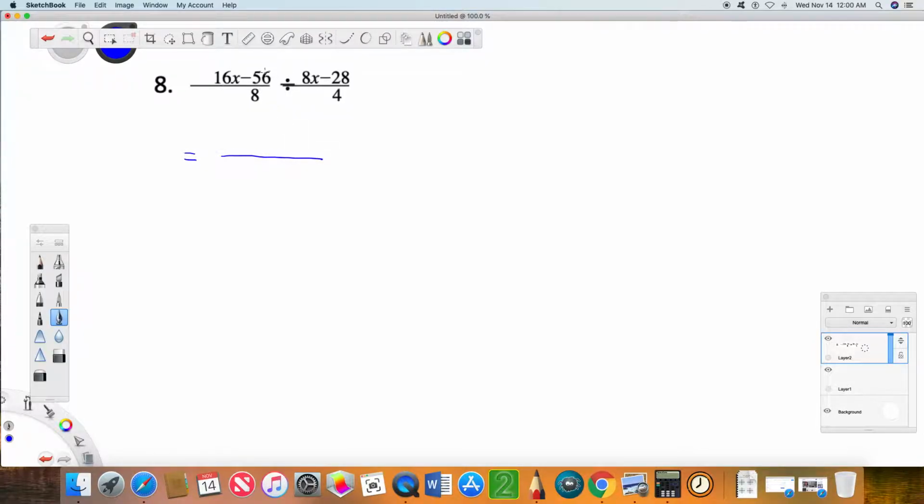Let's look at these numerators though, and let's write those in factored form. In this first fraction, let's take a look at 16x minus 56. Let's rewrite 16x as 8 times 2x, and 56 as 8 times 7. And 8 is common to both terms. We can factor out that common 8 and write this as 8 times 2x minus 7.